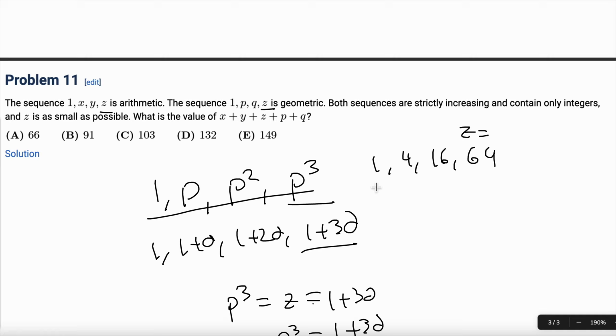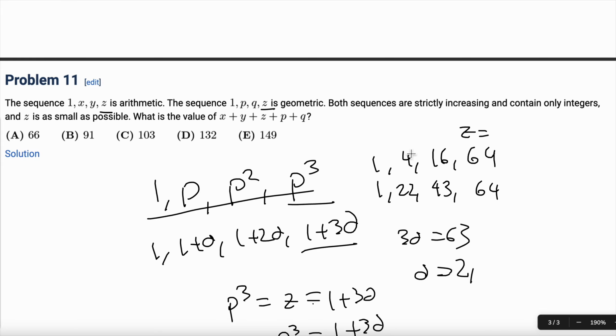Next, let's look at this sequence. We have 1, something, something, and then we have 64 again. So 1 plus 3d is 64, so 3d is 63, d is 21, so we can just add 21 to both of these, so we get 22, and this one is going to be 43.